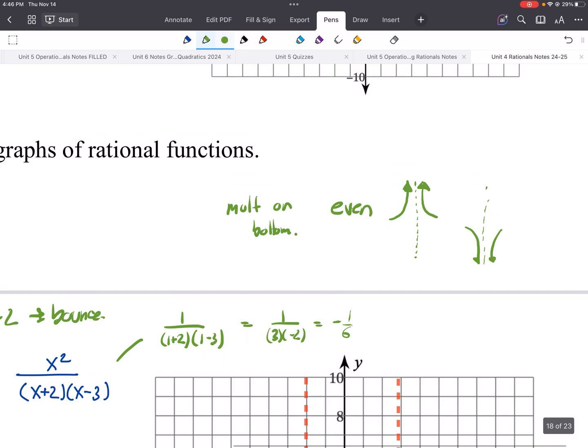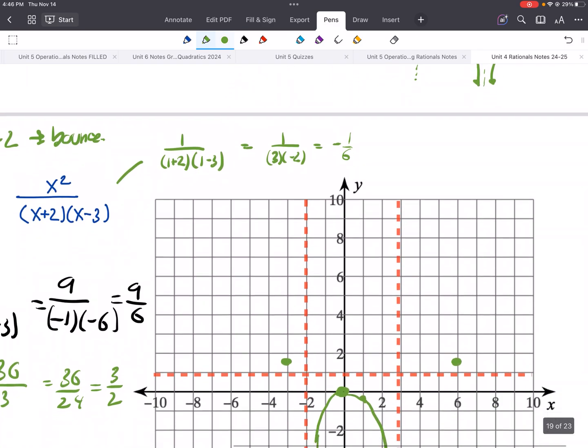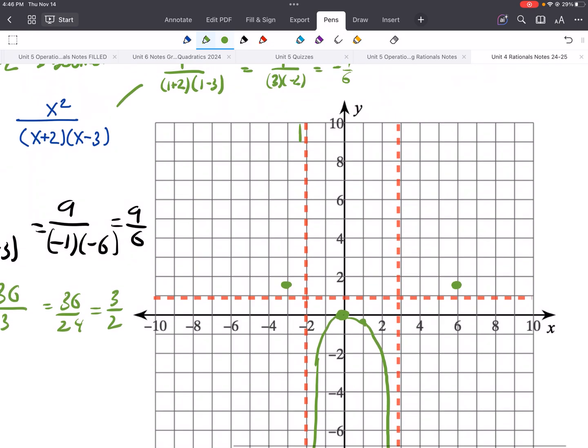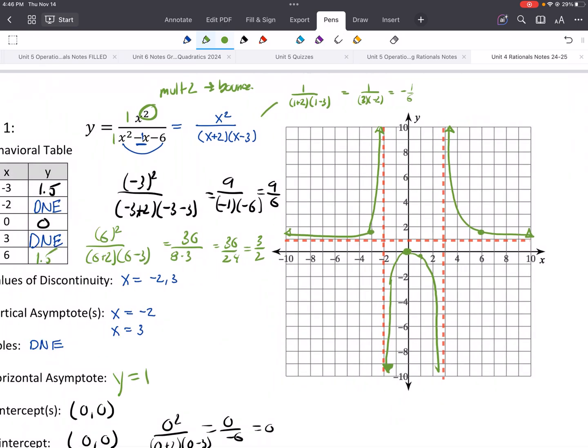Okay, so if we look at this one, we do not have a multiplicity of 2, we have a multiplicity of 1. So if we have an odd multiplicity, then they always go opposite directions, like that. So this is what would happen here. Since this is going down on the left asymptote, then here it has to start high. And same on the right side. It has to start high because on the opposite side of that vertical asymptote, it's low.